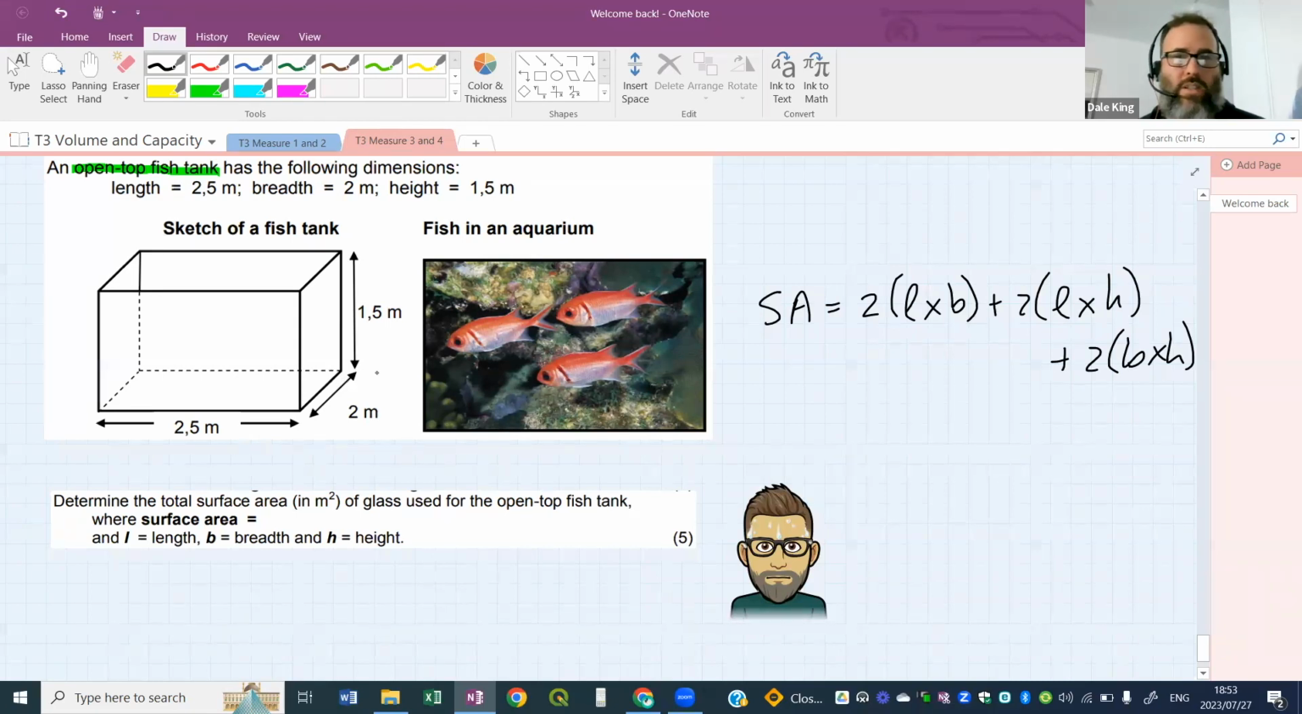There's a formula. I'm not saying it's the right one. I'll show you the one they gave in this question after you've tried this. All right. So there's the formula that you can use, but I'm not going to say anything else. It's an open top fish tank, ladies and gentlemen. Be careful. Let's see if you can work it out.